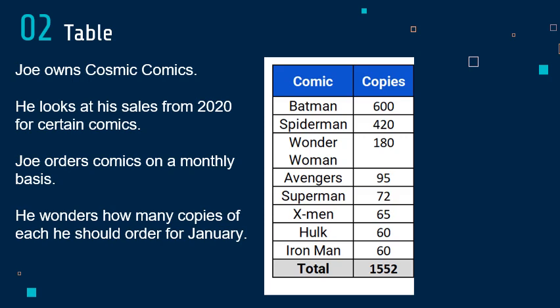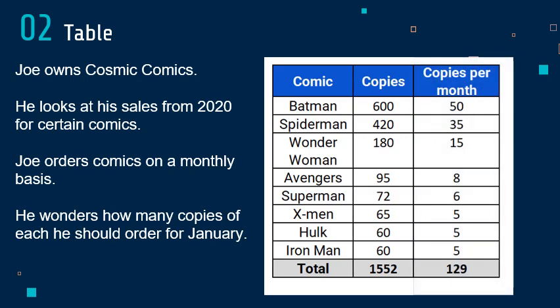And there's a total of 1,552 copies of these titles he sold in a year. So he's trying to figure out how many he should order for January. Well, if this is for the total year, then he can roughly say, well, there are 12 months in a year. So for January, he'll need to divide each of these copy numbers by 12. And that will give him copies per month.